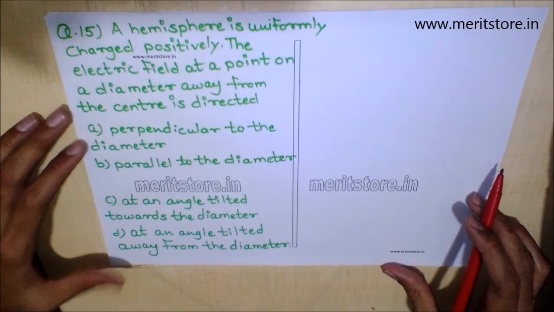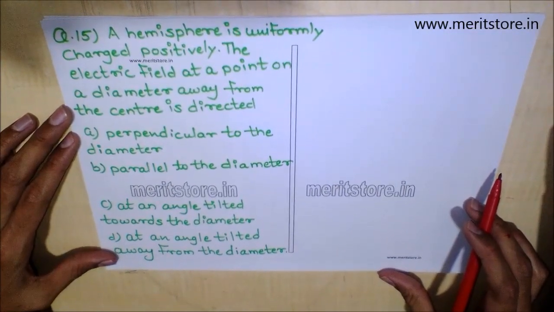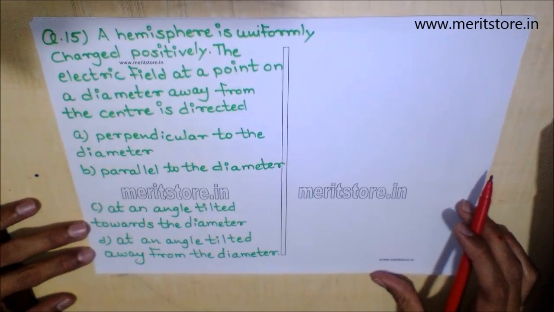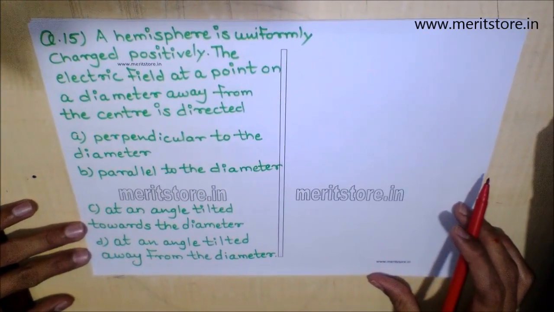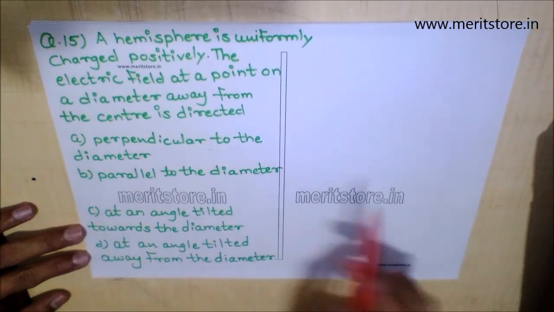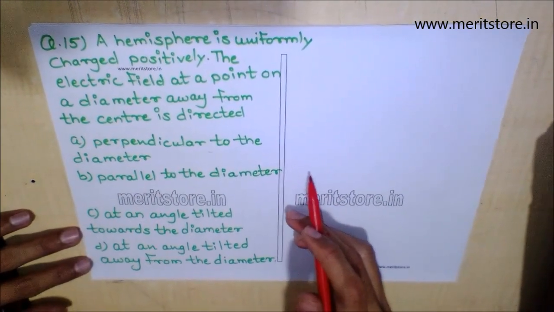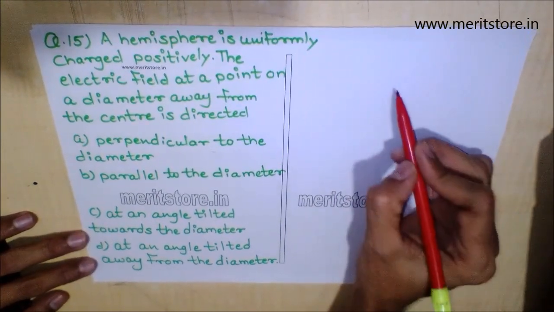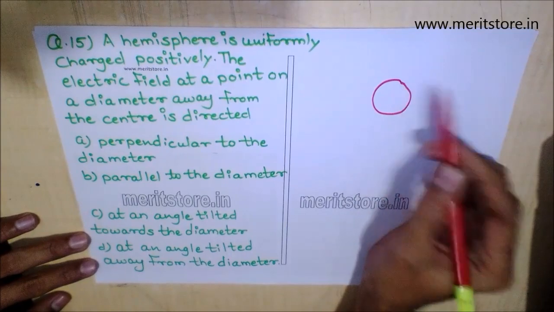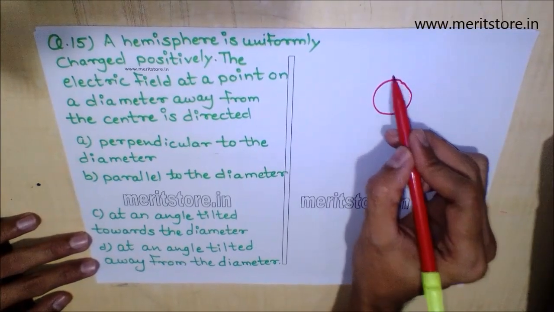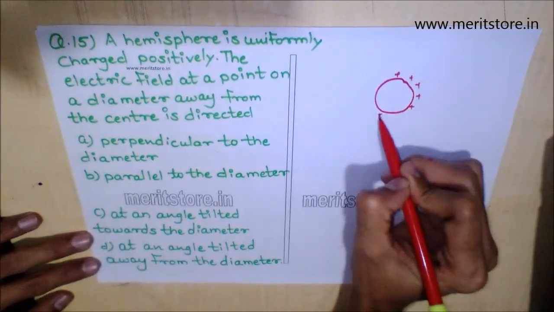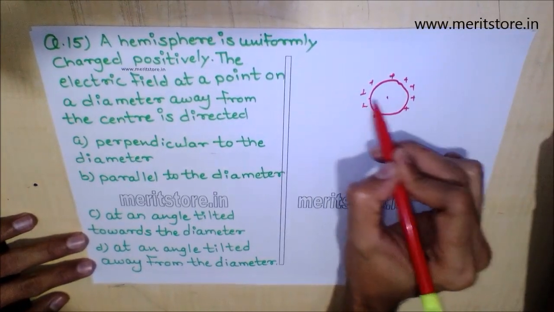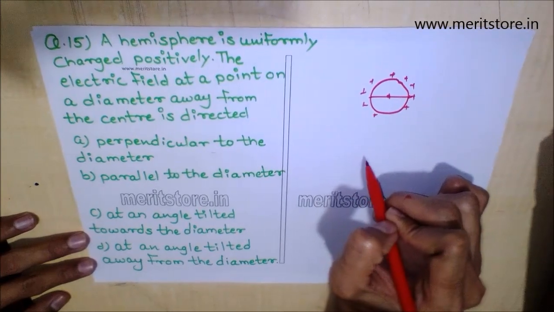Question number 15. A hemisphere is uniformly charged positively. The electric field at a point on a diameter away from the center is directed: A, perpendicular to the diameter; parallel to the diameter; at an angle tilted towards the diameter; or at an angle tilted away from the diameter. Basically we have a hemisphere out here which is uniformly positively charged. Now this is the diameter, and we have its center out here.